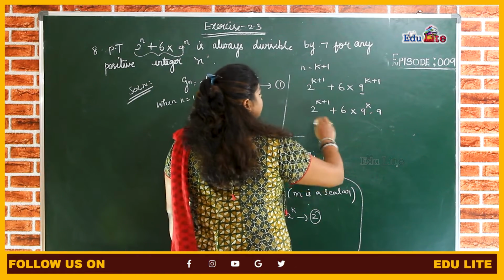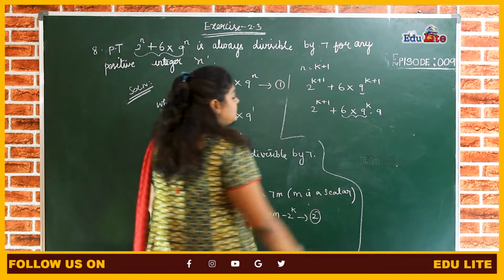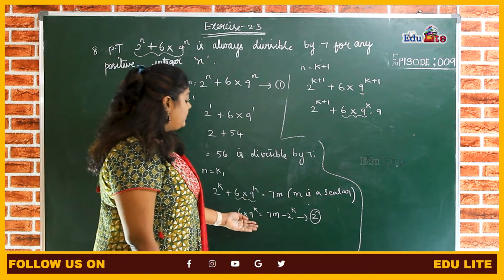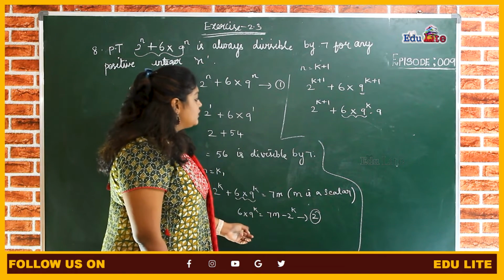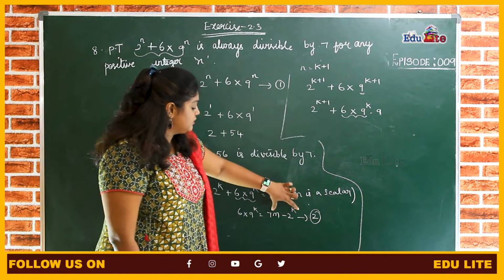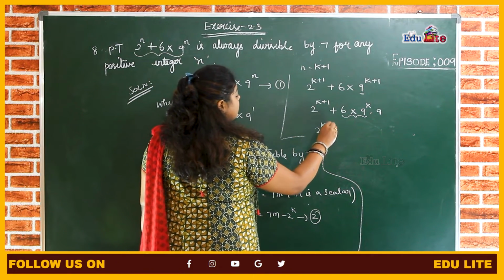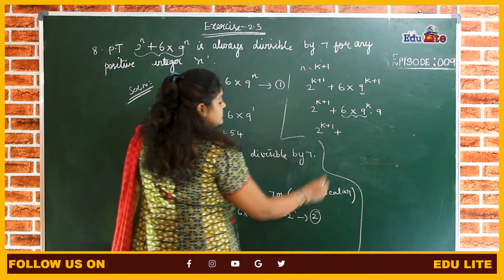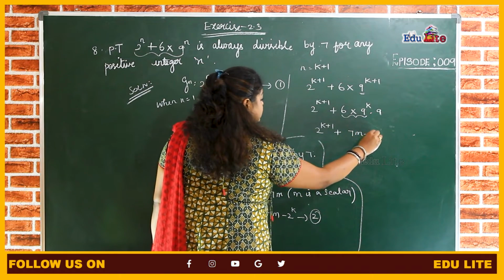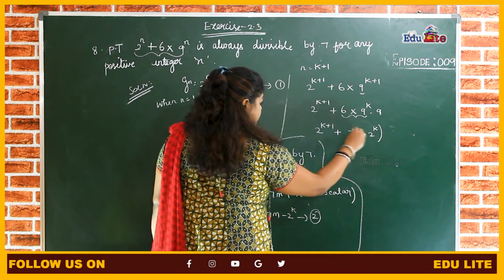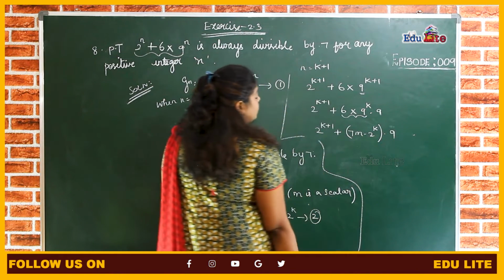So in the next step, what we are going to do is, in this place, that is 6 into 9 power k, we already have the second equation. So instead of 6 into 9 power k, we will substitute this value in place of that, which will give us 2 power k plus 1 plus, this is 7m minus 2 power k into 9.